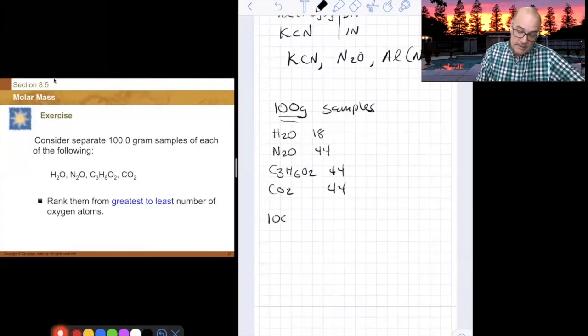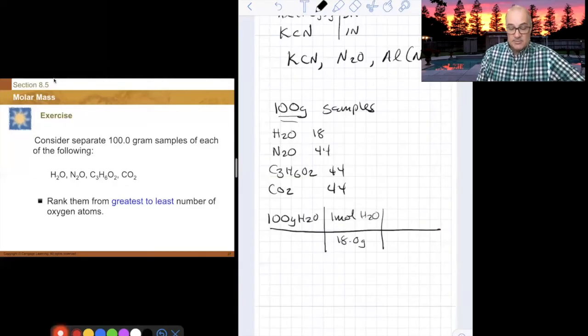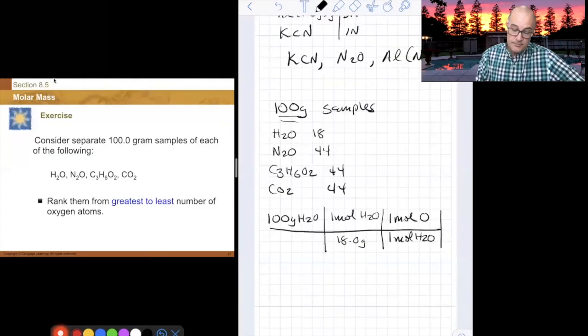For water, if I have 100 grams of water, the first thing I want to do is convert to moles of water. 1 mole of water is 18 grams of water. So at this point, I'm going to have moles of water: 100 grams of water divided by the molar mass gives me the number of moles of water. But I want to know oxygen atoms. So let's convert this to moles of oxygen atoms. There's 1 mole of oxygen atoms in 1 mole of H2O, which we can see from the formula.